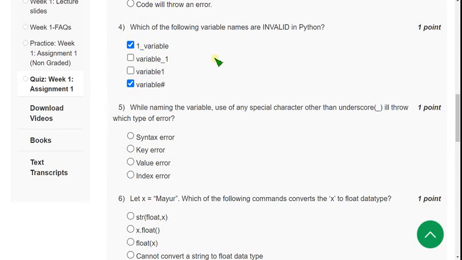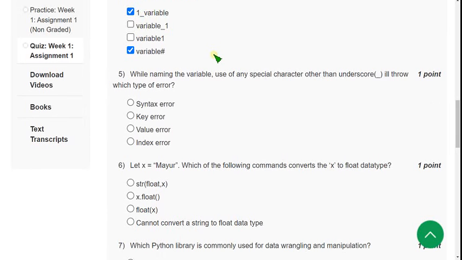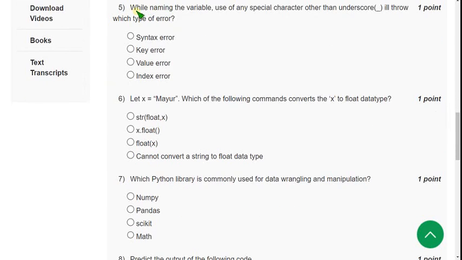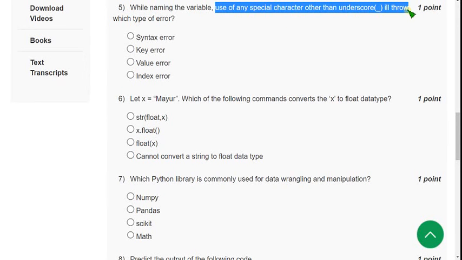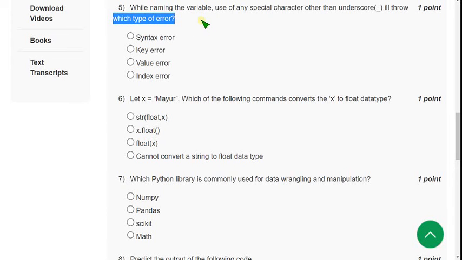Next, moving on to the fifth question. While naming the variable, use of any special character other than underscore will throw which type of error? So I have got syntax error. Next, moving on to the sixth one, guys. Sixth question.